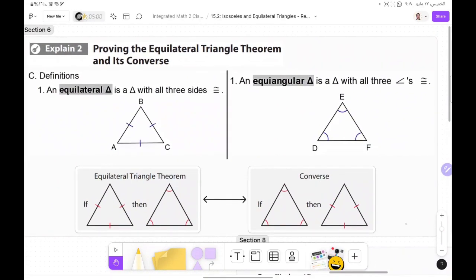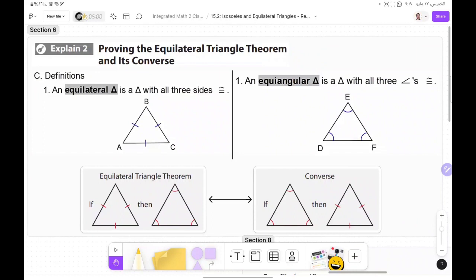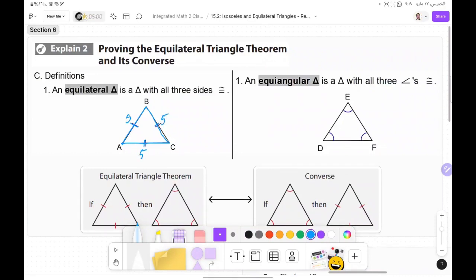Now, how about the equilateral triangle? The equilateral triangle definition: if you have a triangle with all sides equal to each other. As you can see here, side AB is equal to side BC, which is also equal to side AC. So all of these sides are equal. If this one is 5, this one should be 5, and this one should be 5. Same thing for the angles. We call this equiangular. So angle E is equal to angle D is equal to angle F. This one is 60, this one should be 60, and this one should also be 60.